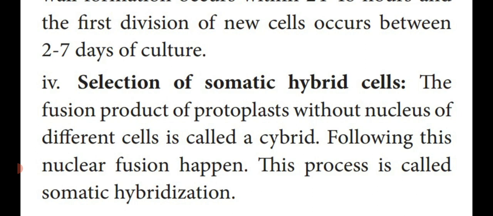After that, the nuclear fusion happens. This process is called somatic hybridization. What is somatic hybridization? That is also an important 2-mark question. What is a hybrid? The fusion of protoplasts without the nucleus of a different cell is called a hybrid. After the hybrid, we follow the nuclear fusion. So this process is known as somatic hybridization. So these are all the different steps involved in the protoplast culture.